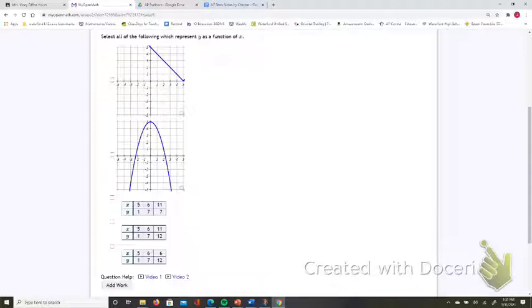Okay, so I'm assuming that you paused it, you did them, and now you're checking. Yes, it's a function. A vertical line will only touch it once. This is back to the tables that we did the other day. 5, 6, 11. Yes, every input has one output.